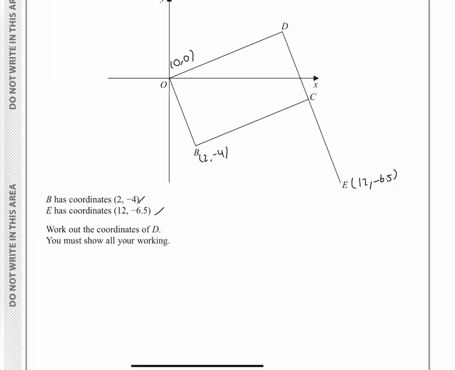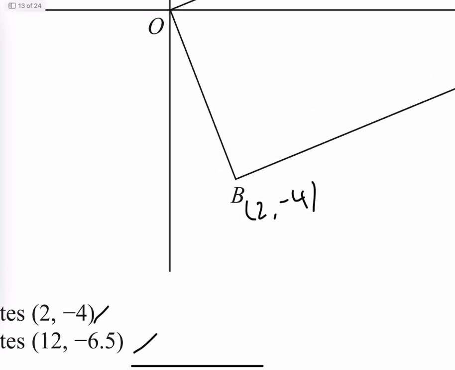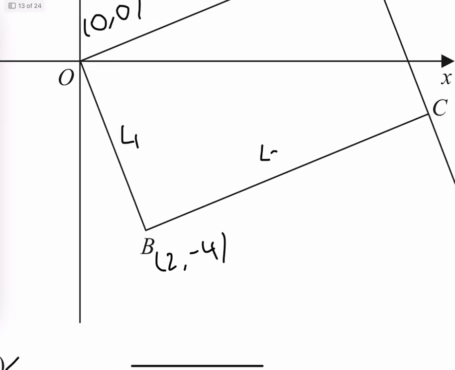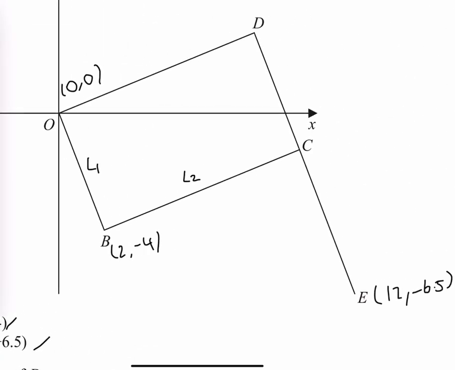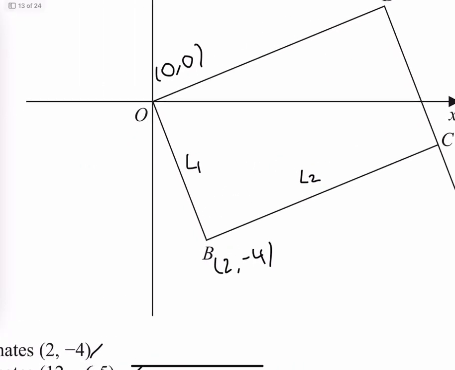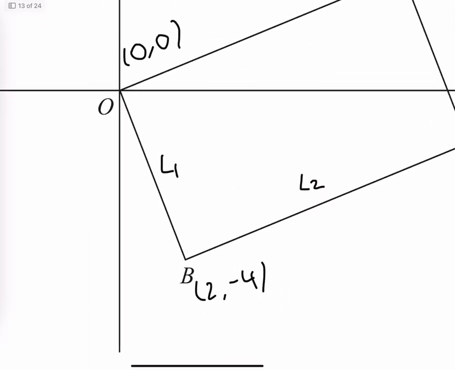So what's our strategy? Okay, well, let's call this line OB L1. Let's call this line L2. And let's call this line L3. And, well, we can get what L1 is because we've got 2 points. We can then get what L2 is because we can get the gradient from knowing it is perpendicular to L1, and then we have a point on it. So that's all we need.